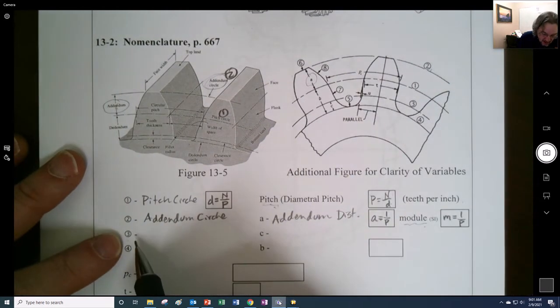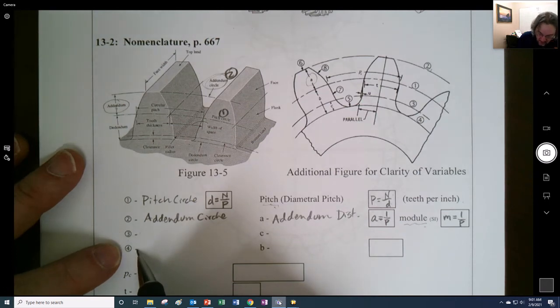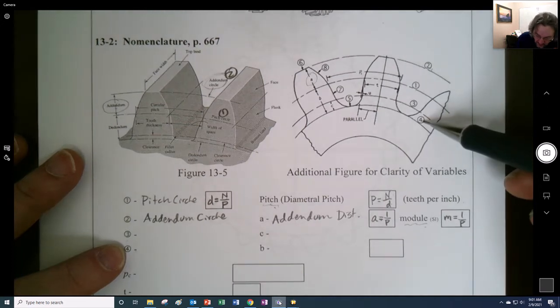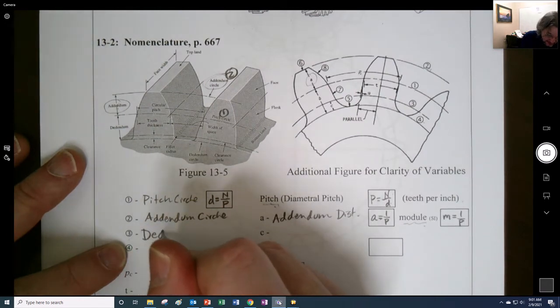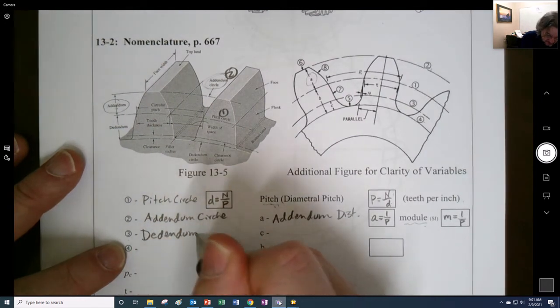The next circle that we have right here is the, I might skip this one. It's easier to understand. I'll go to 4. Somebody else labeled these right here. 4 is the dedendum circle, right? So this is the addendum circle. This is the dedendum circle.